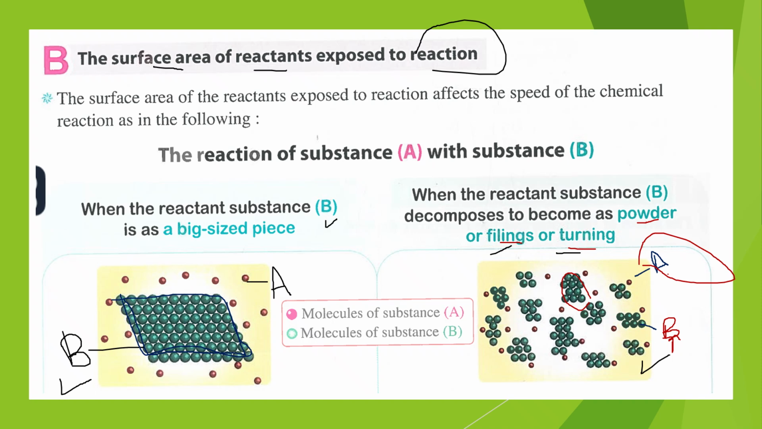For the last time I say that substance B on the left side is in the form of a large piece. Only the outer surface can react with substance A, but the inner particles cannot get in touch with substance A. So the reaction will be a slow reaction. Let's go to the right side. Substance B here is like filings or turnings or powder. This powder can easily be in touch with substance A. So the rate of reaction on the right side between A and B is faster than on the left side between the piece of B and substance A.